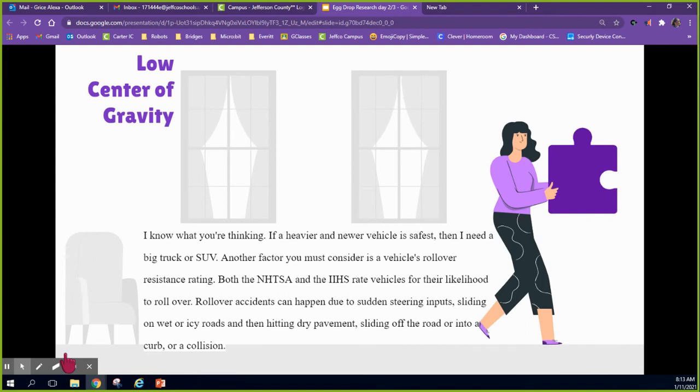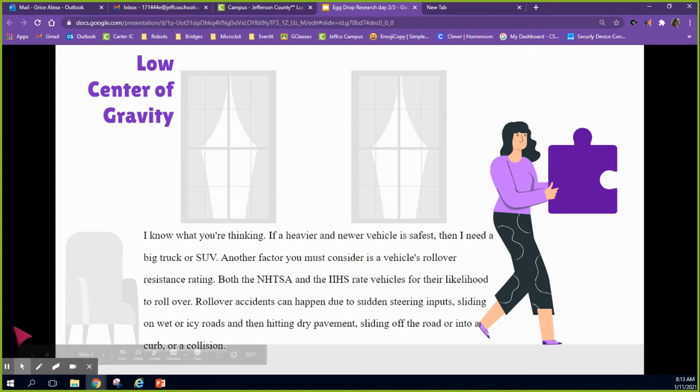Okay, so the next one, what is low center of gravity? This is our third question of the day. I know what you're thinking. If a heavier and newer vehicle is the safest, I need a big truck or SUV. Another factor you must consider is the rollover resistance rating. Both NHTSA and the IIHS rate vehicles for their likelihood to roll over. Rollover accidents can happen due to sudden steering inputs, sliding on wet or icy roads, and hitting dry pavement, sliding off the road into a curb or collision.